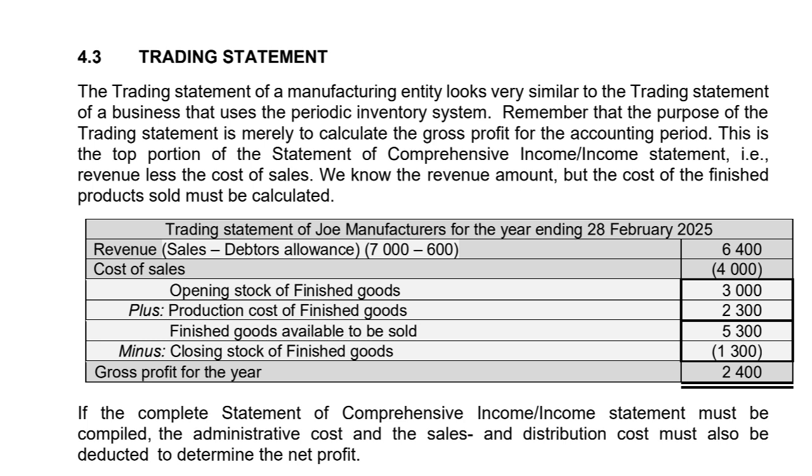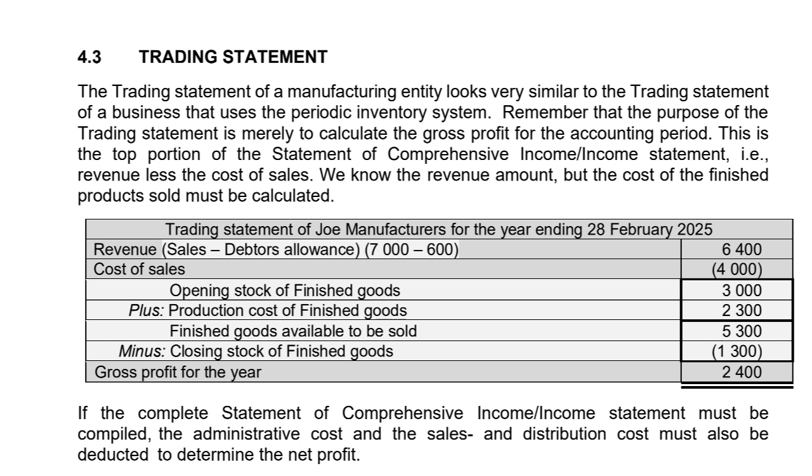So the trading statement of Joe Manufacturers, we'll start with our revenue. It's always our net revenue, which is sales minus debtors allowances. And then we have to minus our cost of sales, which is the calculation that we already know. It's our opening stock of our finished goods, plus our production costs of finished goods, which will give us our finished goods available to be sold. And then we minus our closing stock of finished goods to give you your gross profit for the year.